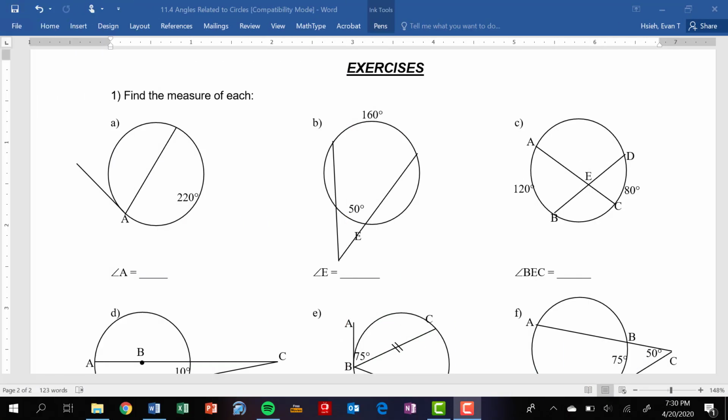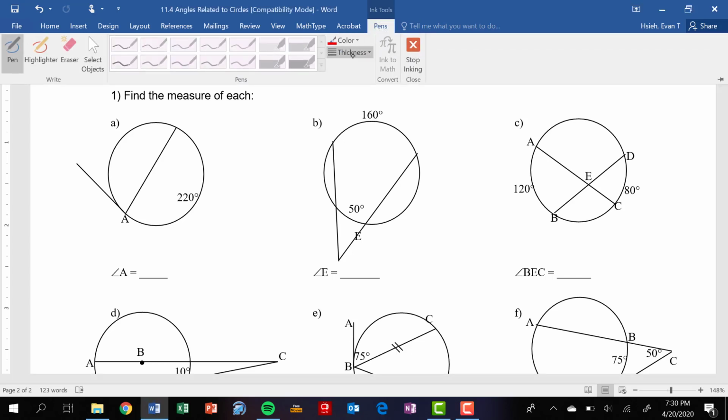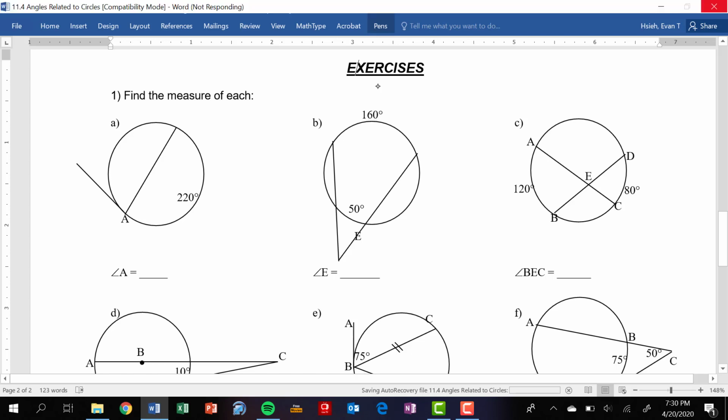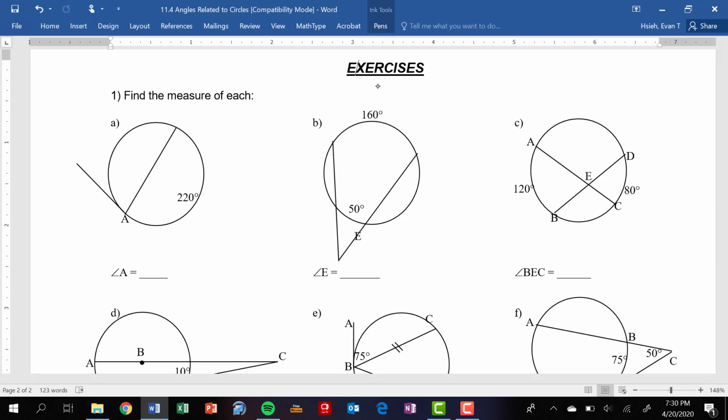Okay, I know there was a lot of information on that front page there, but hopefully you'll see that it's not quite as bad as it looks on the front page. As I mentioned earlier, there's 4 different things here you want to remember. When it's at the center, it's the same. When the vertex is on the circle, it's going to be half. When it's inside the circle, it's going to be half the sum. And when the vertex is outside the circle, it's going to be half the difference.